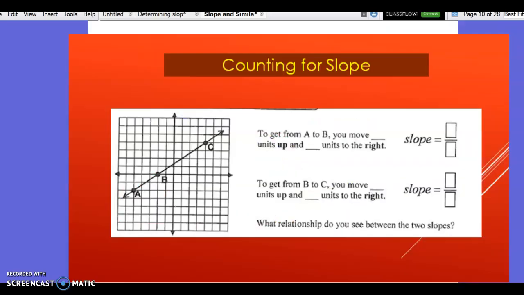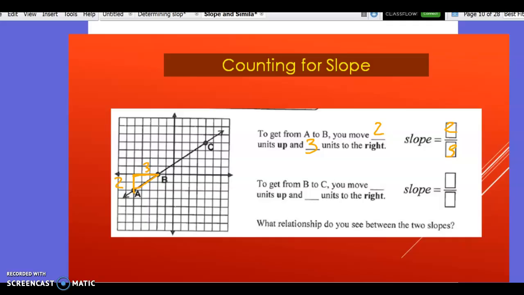So let's try to apply that idea one more time to make sure that you get this idea. If I asked you to find the slope of this line, which points would you choose? Some of you may choose the points A and B. And if you choose the points A and B, to find the slope, the triangle that you make would allow you to go up 2 and to the right 3. So you move 2 units up, 3 units to the right, your slope is 2/3.